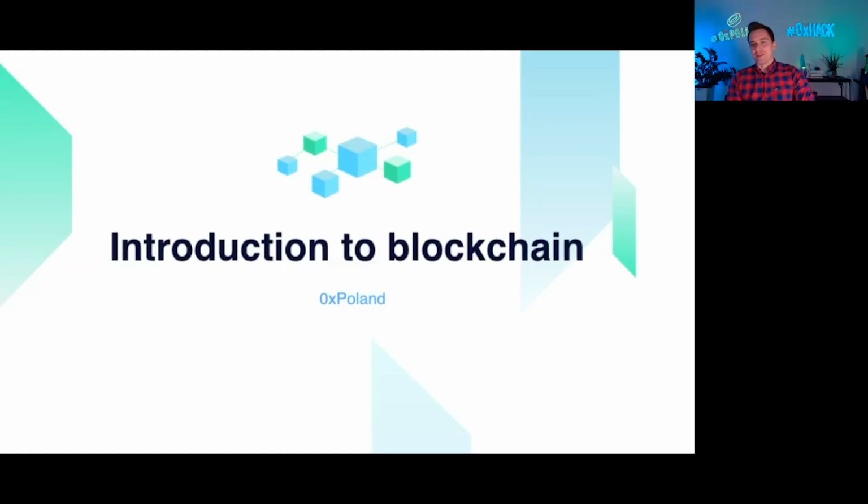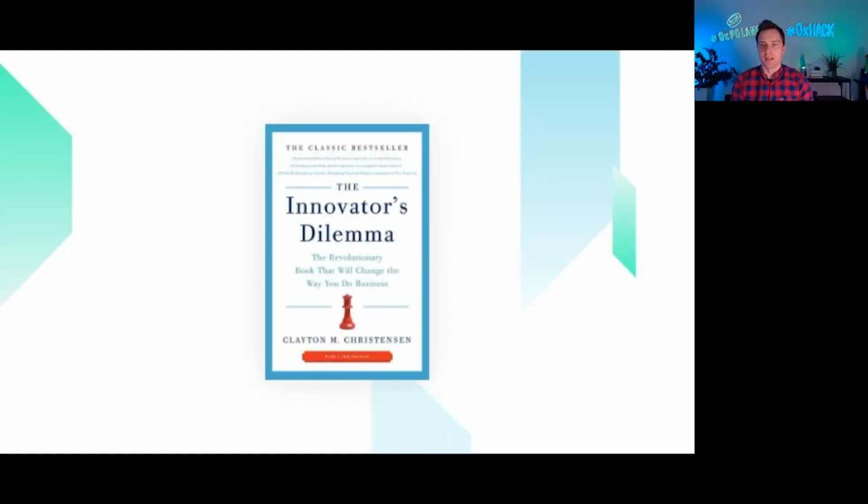So off we go. Introduction to the blockchain. To understand the blockchain, one needs to understand technology cycles. And I think one of the best books to talk about technology cycles is Innovator's Dilemma. It's an old book from the 90s that predicted a lot of things that happened, but most importantly, in a very clever way, explains how technology cycles work.